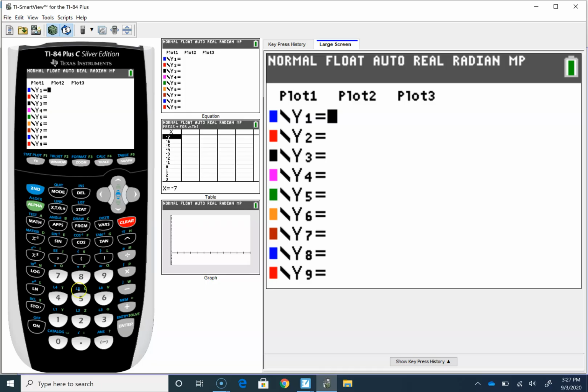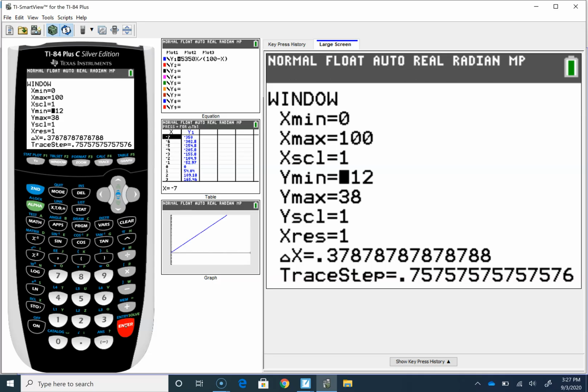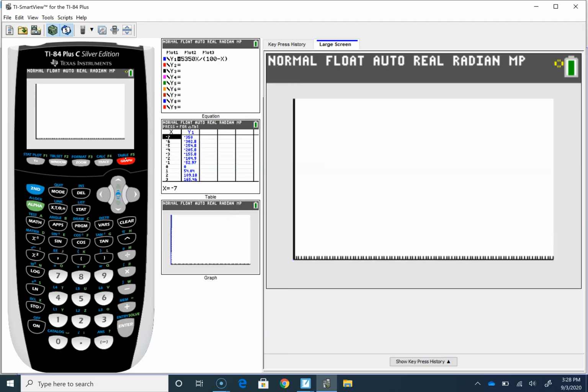So when I put that in, I'm going to put in 5350, and they don't have any p's, they just have the plain x divided by parenthesis 100 minus p, and again we're going to just use x parenthesis. And they wanted us to use the window, so I'm going to go back to the window. And they wanted us to use 0 to 100. And then the y window, they wanted us to use 0 to 50,000. And now I'm going to graph it with that window. And I'm going to get that right here. So that's going to go from 0 to 100.